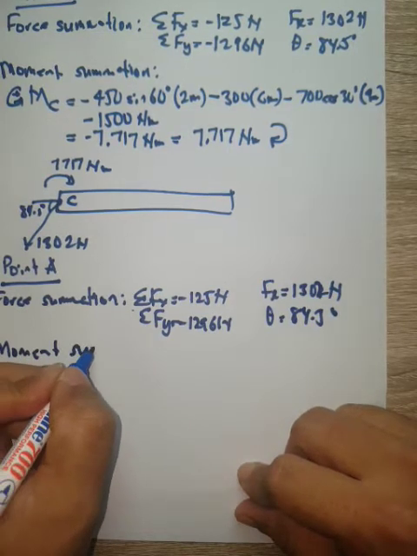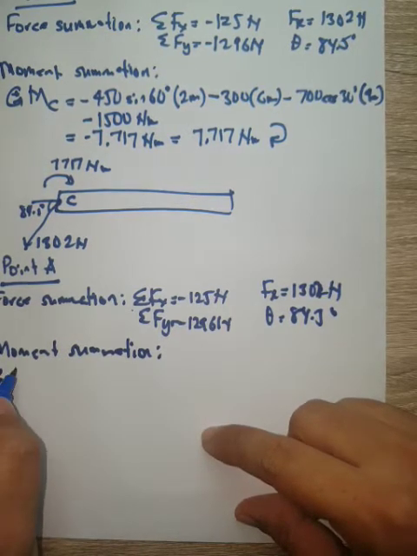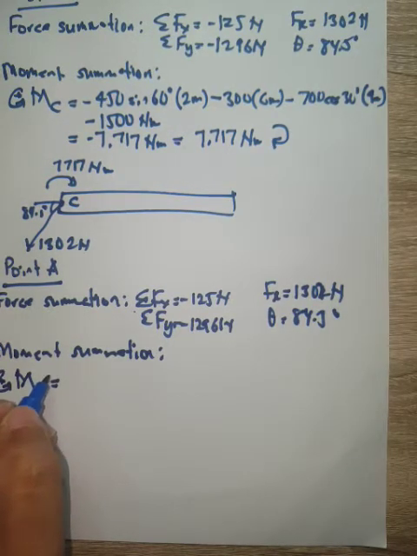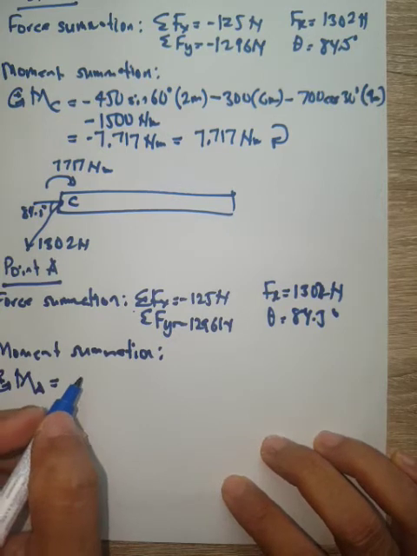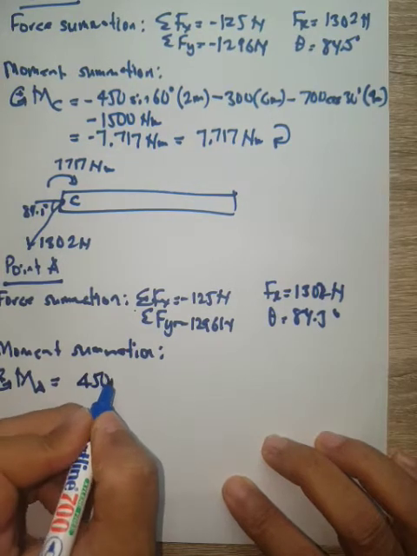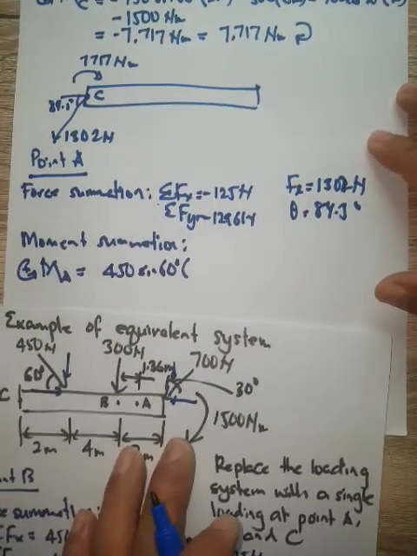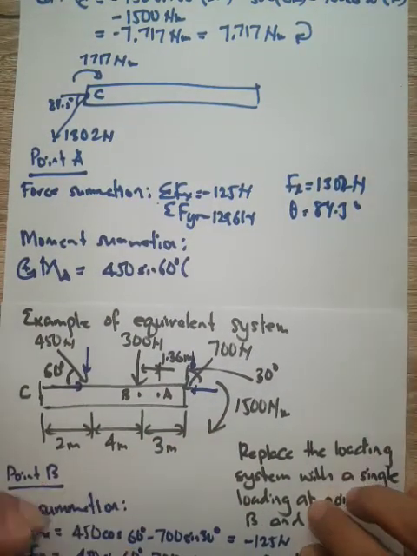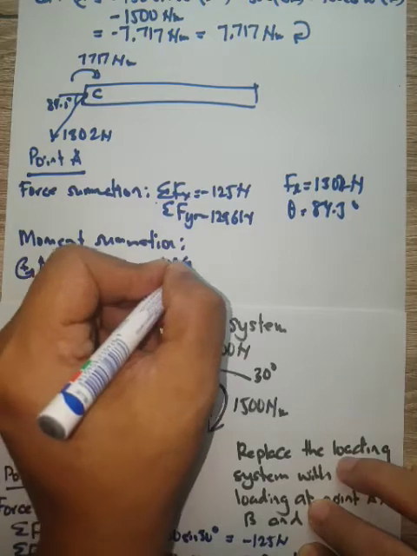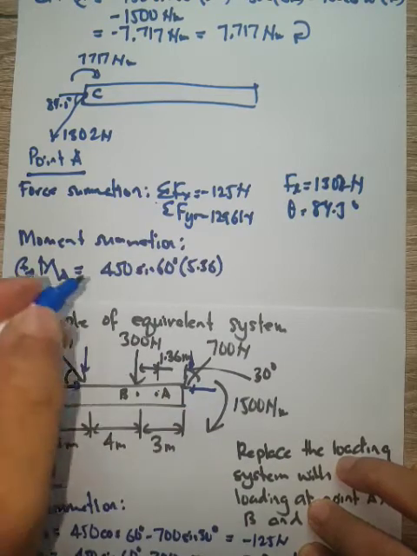All right, the moment summation is the total of moment, counterclockwise positive, at point A equal to: first the 450 Newton sine 60 degree with the distance from here to A. So 4 meter plus 1.35 is going to be 5.35, 5.36, sorry, 5.36. It's counterclockwise positive.